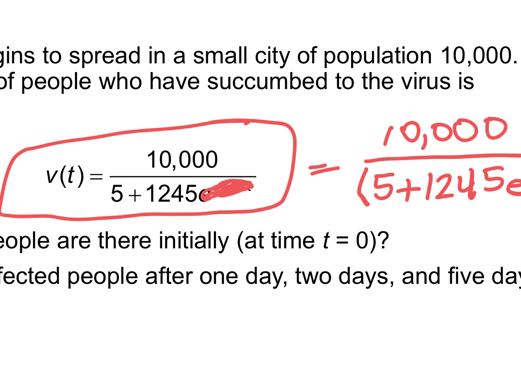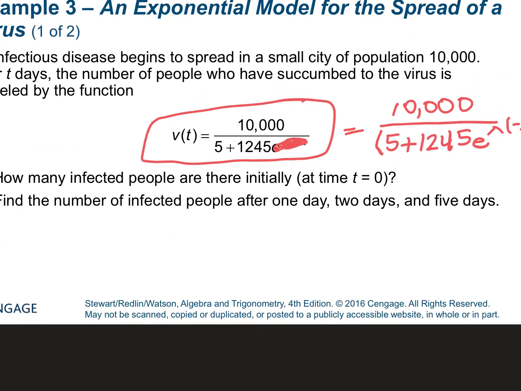5 plus 1,245? Not 1,300, it's 1,250. But it's just 10,000 divided by 1,250. That's what that works out to be. Now, your next ones are not going to be like that. We're going to do this problem now 3 different times.